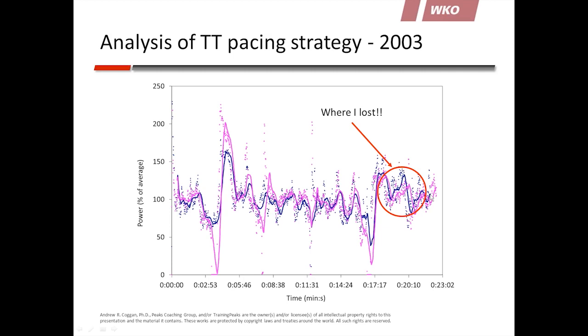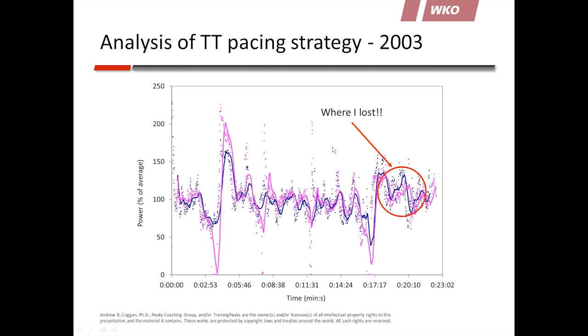So with this analysis, I was able to pick out where I lost the race, but the real take-home message was, wow, isn't that interesting? Two experienced riders, who had never seen the course before and were markedly different in absolute terms, end up pacing themselves very similarly. It's like, huh, that's kind of cool.